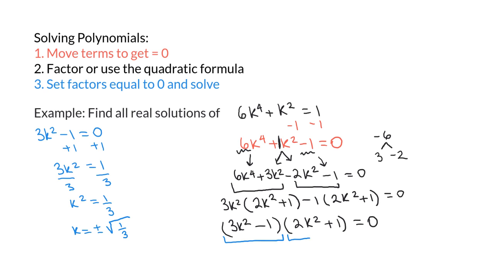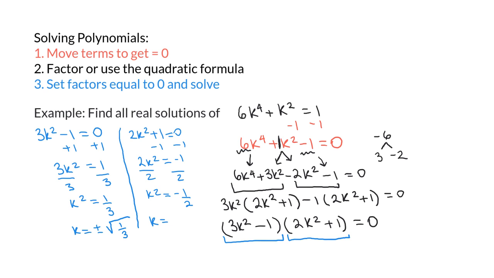Setting this second factor equal to 0, we would have 2k squared plus 1 equals 0. Subtract 1 from both sides. 2k squared equals negative 1. Divide by 2. We get k squared equals negative 1/2. And then take the square root, and we would get k equals plus or minus the square root of negative 1/2.